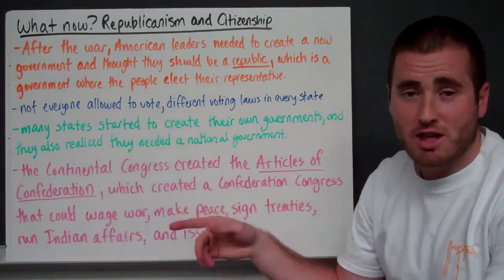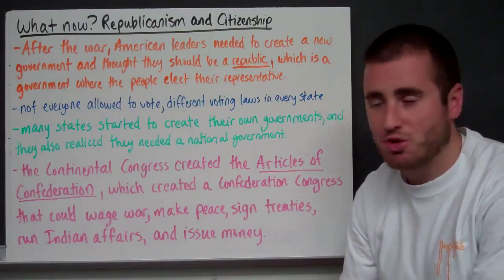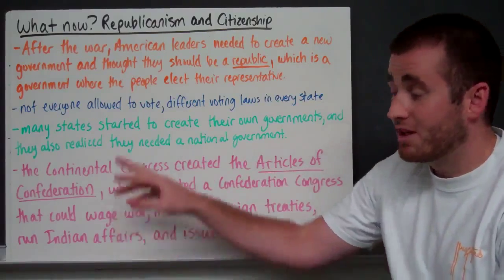So not everybody was allowed to vote. People had different rules. You had to be a landowner, sometimes a certain age, all sorts of stuff. In each state, rules were different for voting. And many states started to create their own government because they realized, hey, we're our own separate entity.